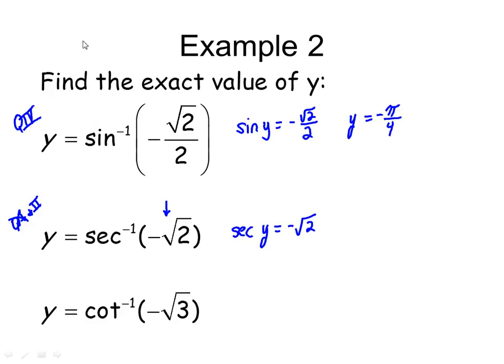Now, again, secant is what? 1 over cosine or 1 over x. So, what do you think? Well, we're looking for y. We're looking for a radian measure.